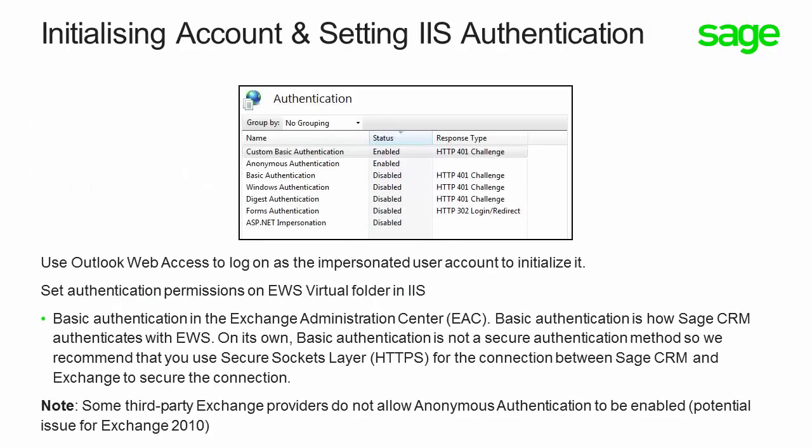Well, once we've got our Exchange user created and we've granted them the correct impersonation rights, then that user has to be initialized. The easiest way to do that is to use Outlook Web Access to log on as the impersonated user, and that will initialize it. And we also need to set the authentication permissions for the EWS. The important thing is that we are using anonymous authentication, and as I said, some third-party Exchange providers do not allow anonymous authentication to be enabled.